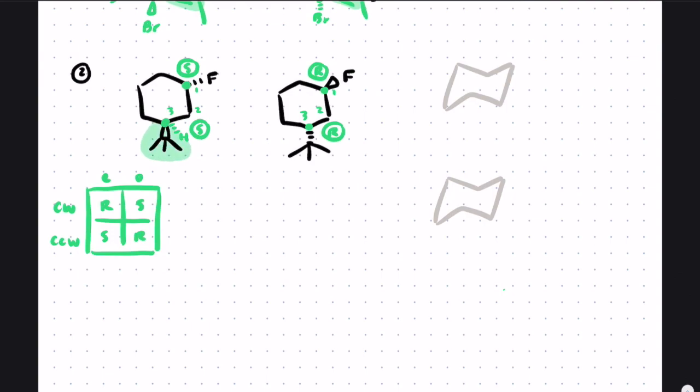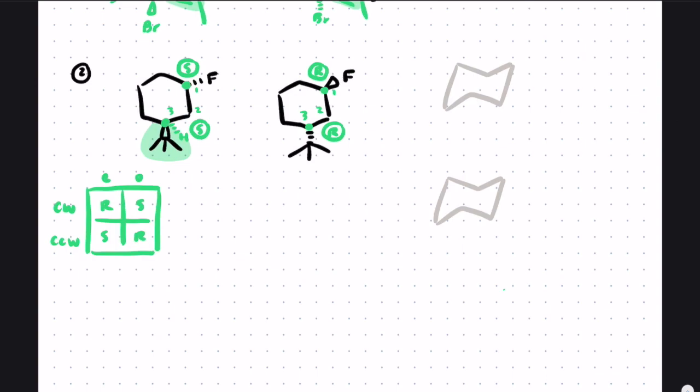the really important thing about these structures is that this tert-butyl group is something called a locking group. It will only exist on a ring in an equatorial conformation. So the tert-butyl can never be axial. So we have to work out a way of showing that it can never be axial on the chair structure outline that we've been given.